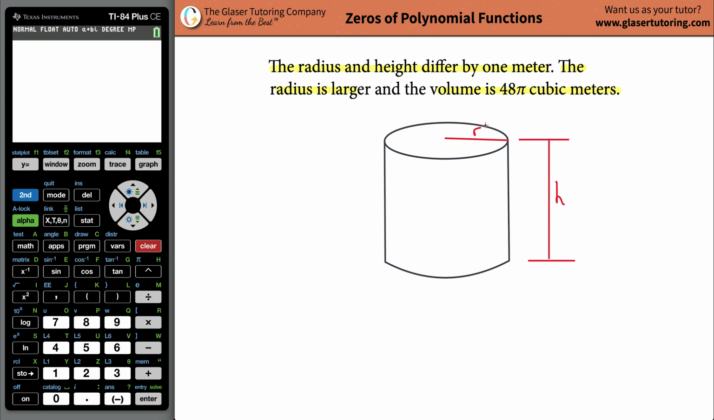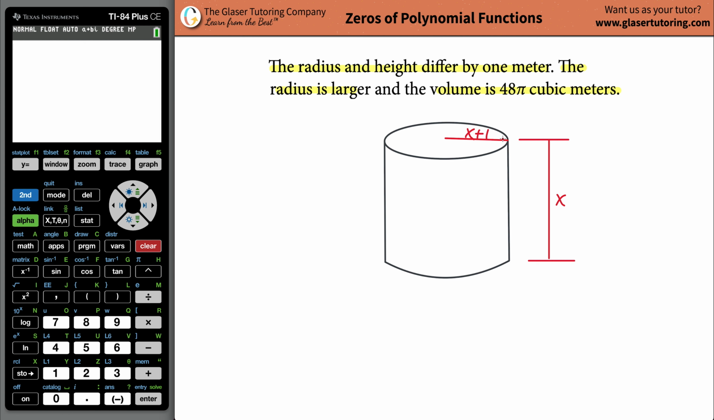So what that means is that, instead of calling it radius and height, which is fine, you can call them both x. The radius is going to be 1 meter bigger than the height. So if the height is x, then the radius better be the height plus 1. Now, this helps us because we have the same variable that describes the radius and the height.